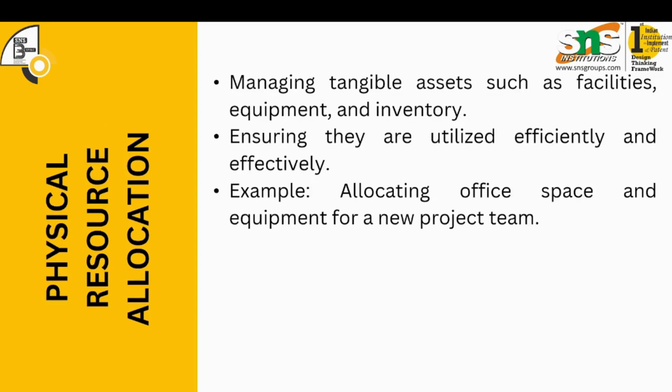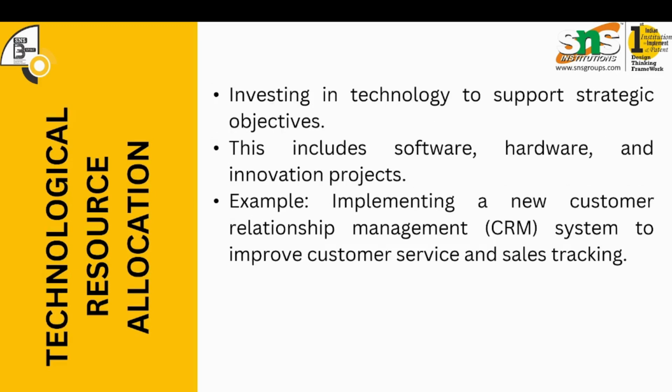The third is physical resources. Physical resources include all the tangible assets like facilities, equipment, and inventory. So we have to make sure that there are enough facilities, equipment, and inventory available, and at the same time, that all the available physical resources are efficiently and effectively utilized. For example, for a new project team, we may have to give them office space, new equipment, and new computers so that they can function properly.